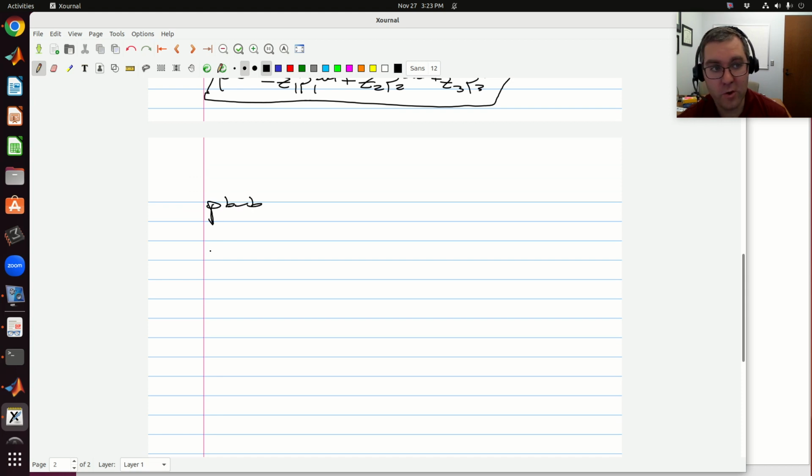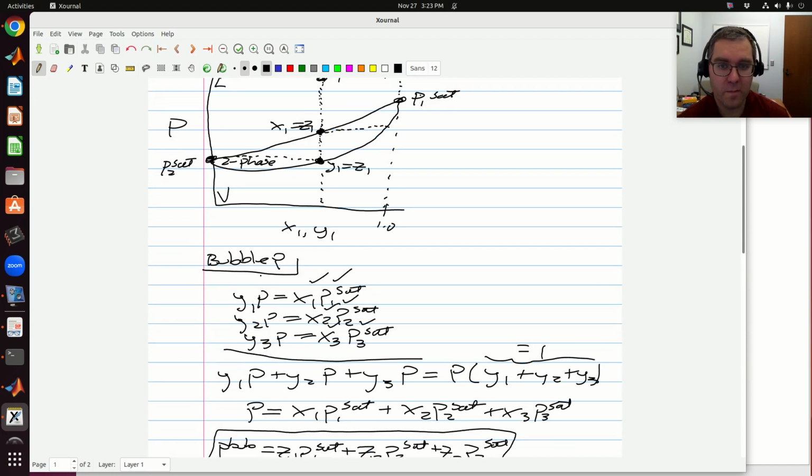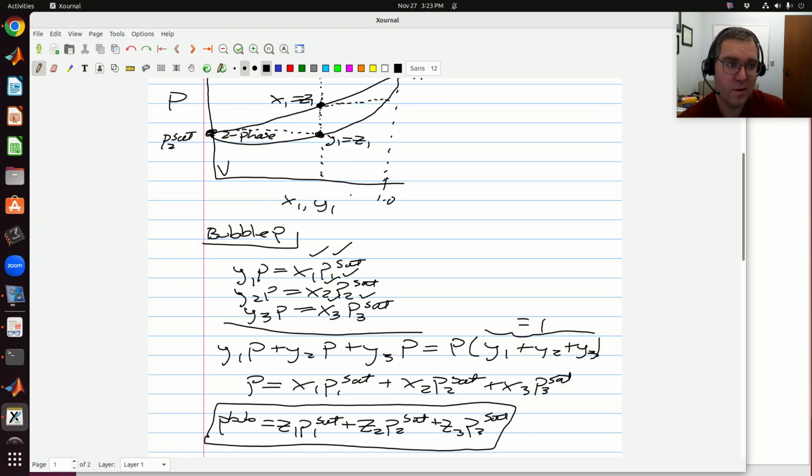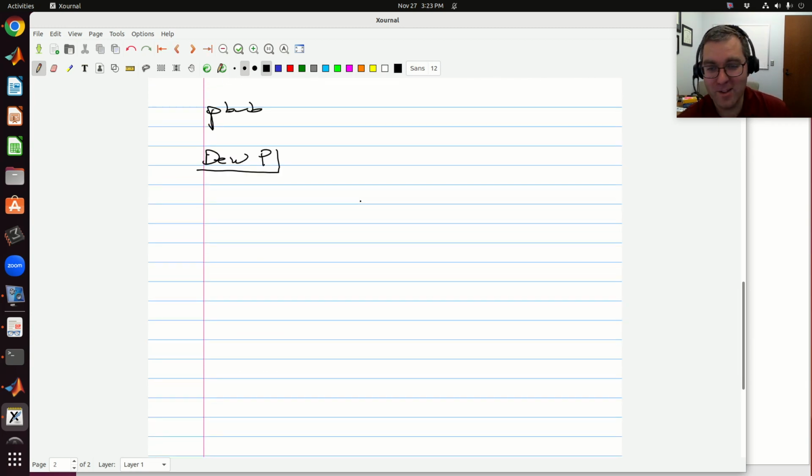Now I want to do a dew P calculation. The idea is that at my dew point I've got the same situation: a system at two-phase coexistence. Just now my Y1s are equal to my Z1s, which I know. So I'm not going to kill Y in this case.